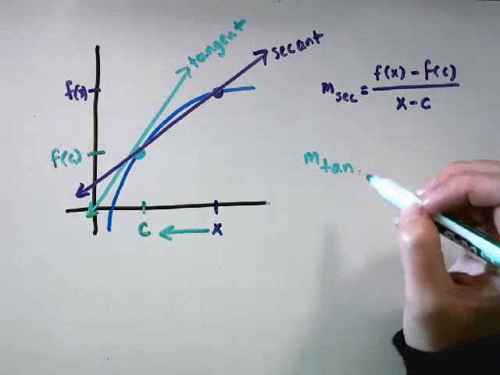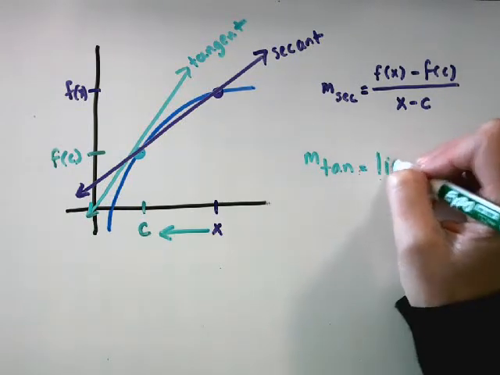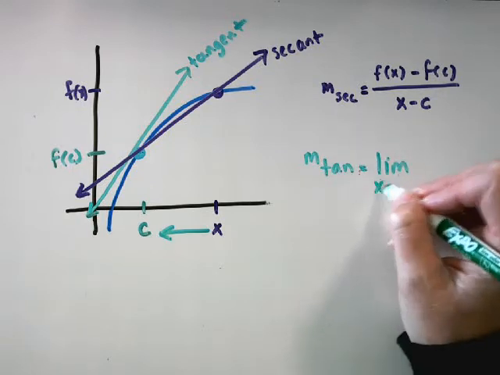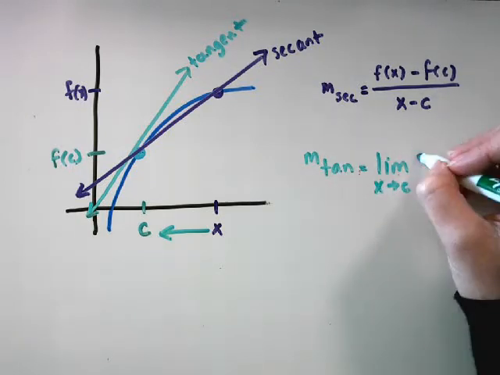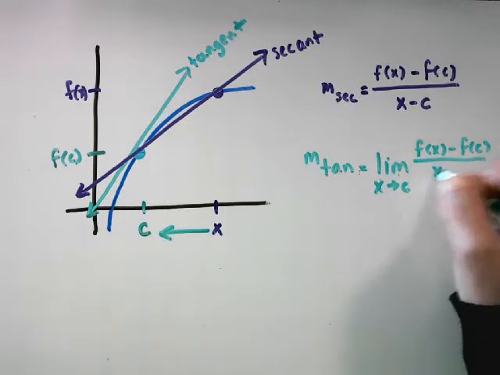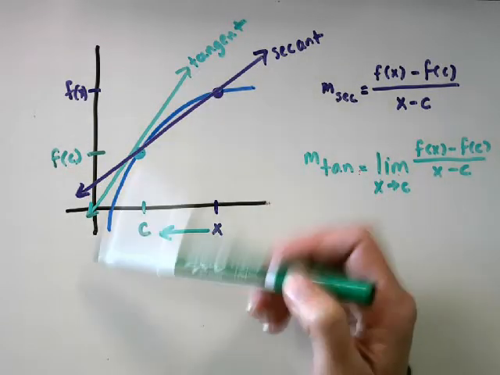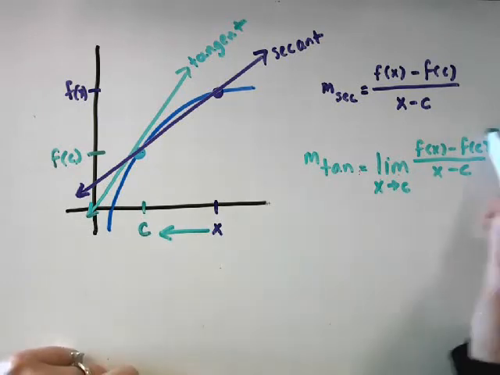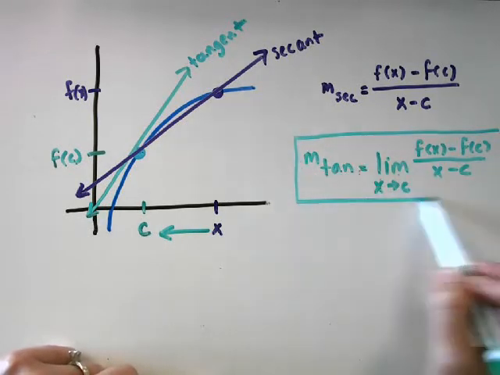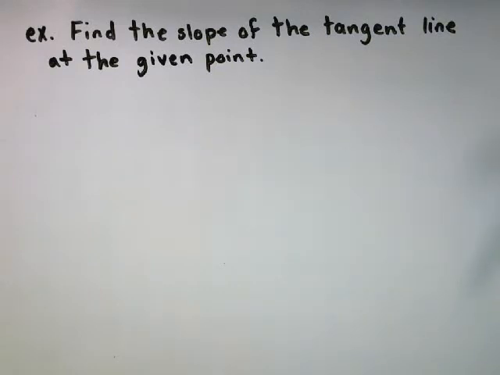So the slope of the tangent line is going to be the limit as x approaches c of f of x minus f of c all over x minus c. As that gap gets infinitely small, then we have the slope of the tangent line. So this is the definition that we're going to use to find the slope of a tangent line. So we're going to find the slope of the tangent line at a given point.